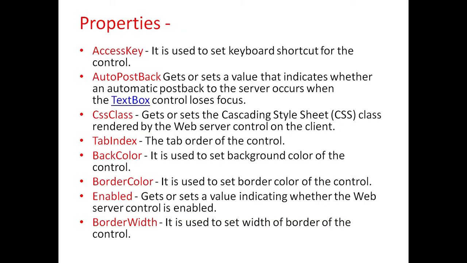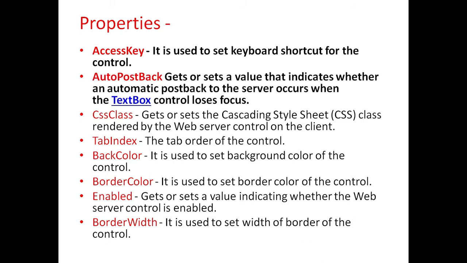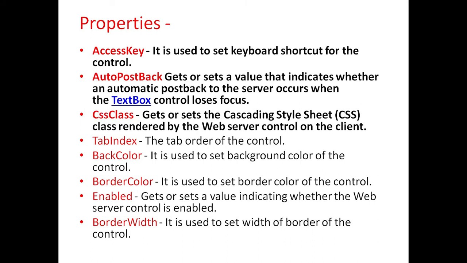Different properties for TextBox controls are access key, which is used to set the keyboard shortcut for the control. Auto post back, which is used to get or sets a value that indicates whether the automatic post back to the server occurs when the TextBox control loses the focus. CSS class property is used to get or sets the cascading style sheet class rendering by the web server control on the client. Tab index property is used to set the tab order of the control.